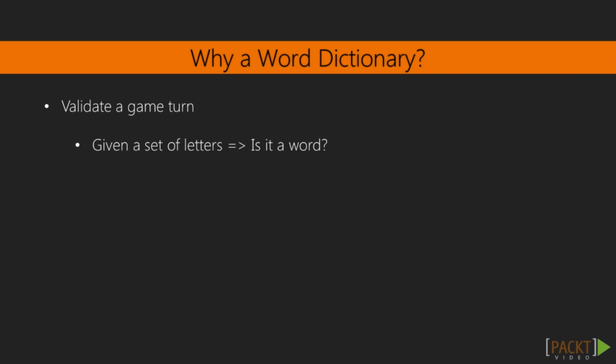So why do we need a dictionary? Well, every time a user takes a turn, we need to validate that they have the letters that they are really trying to play, that the rules allow that play, and finally that the letters they are attempting to play make up a valid word. So we're going to deal with the first two later when we talk about taking a turn, but for now we need a way to validate a word against a dictionary.